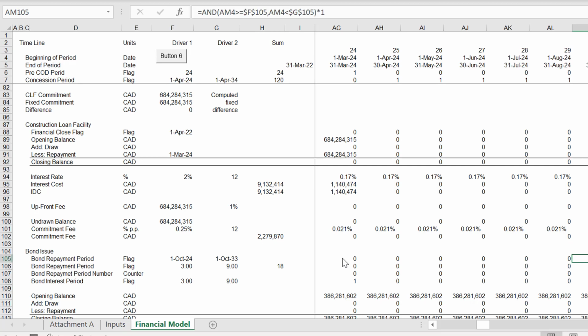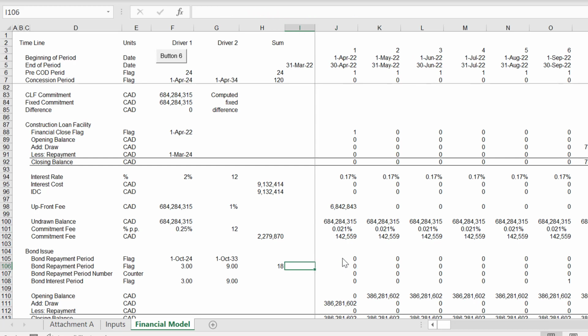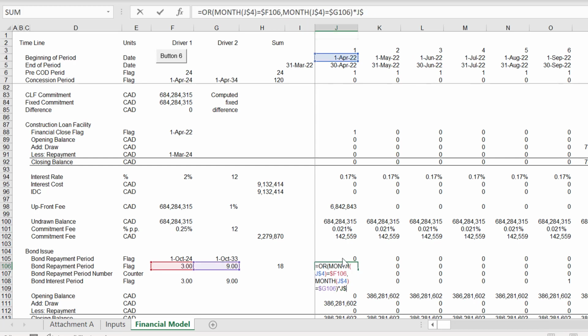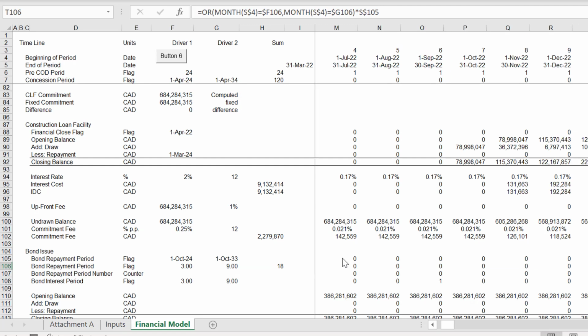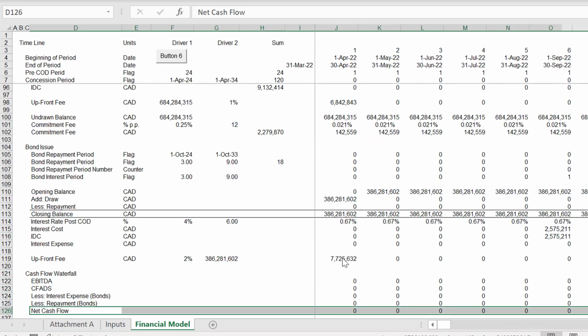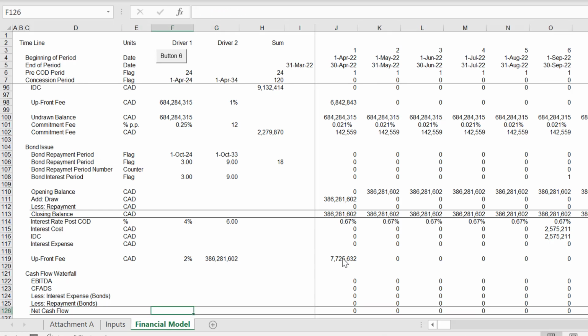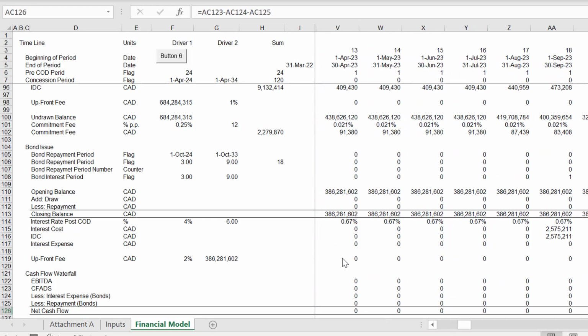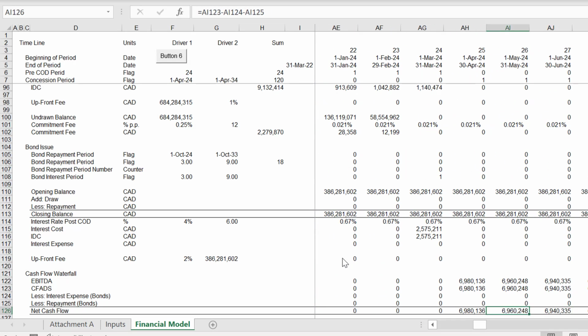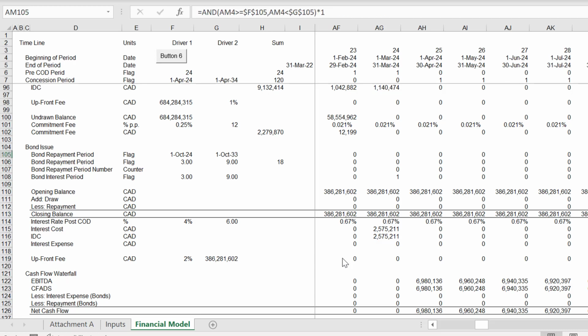I really want to turn the video off, but I promised you I wouldn't. Bond repayment period. We've got 18. Hang on. Let me undo it. Control Z. Let's look right at the end of this availability. Day one. We've got the repayments, and what happened here? We don't have this as a repayment period.